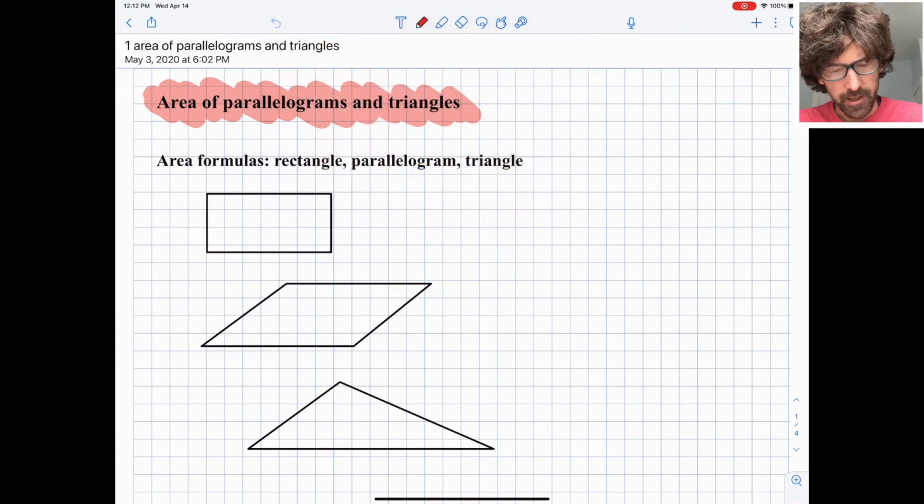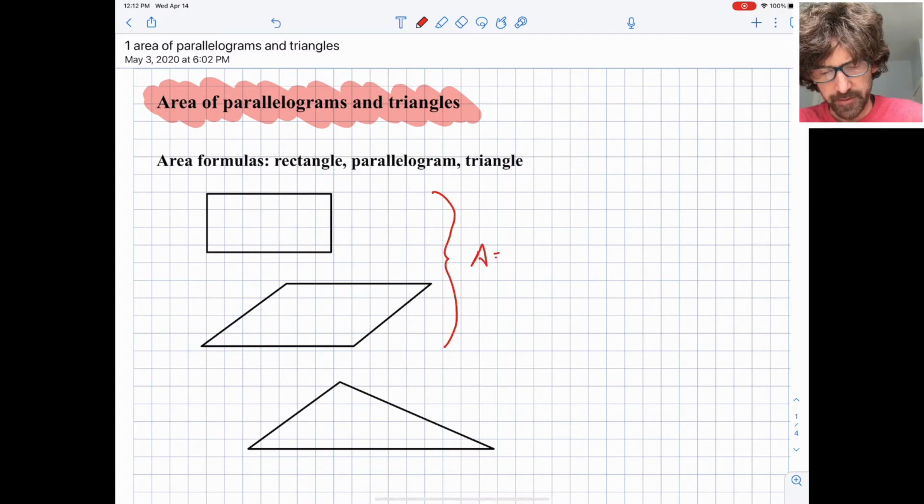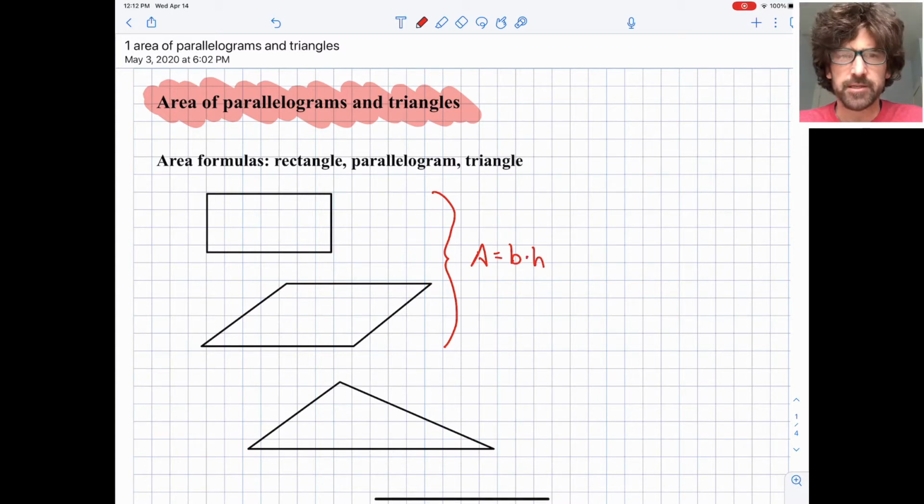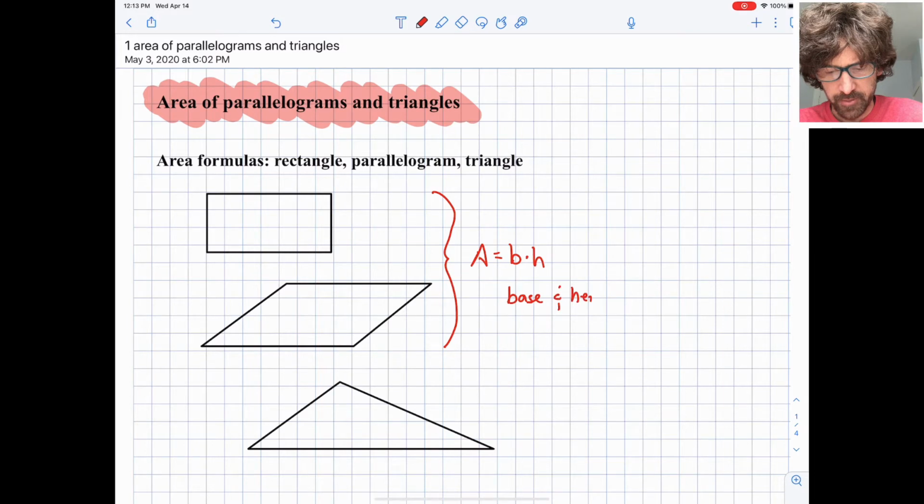The area of a rectangle and a parallelogram have the same formula. Area is going to be base times height. Okay, and that'll give you the formula for any sort of a parallelogram. That includes a rhombus, a square, a rectangle, or just a generic parallelogram. What's important to keep in mind is that base and height must be perpendicular.